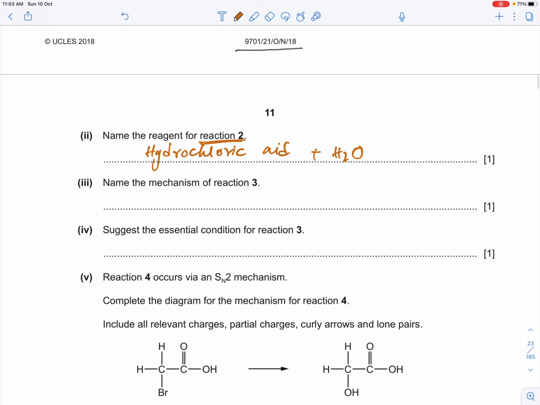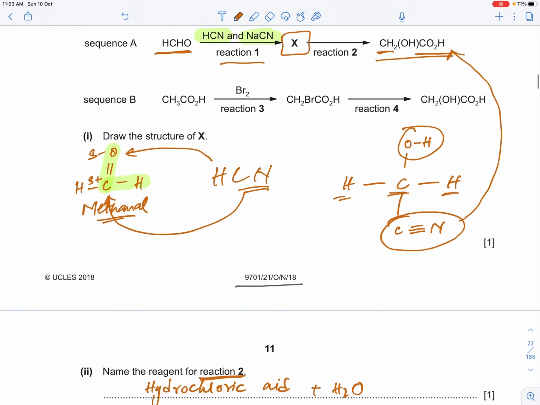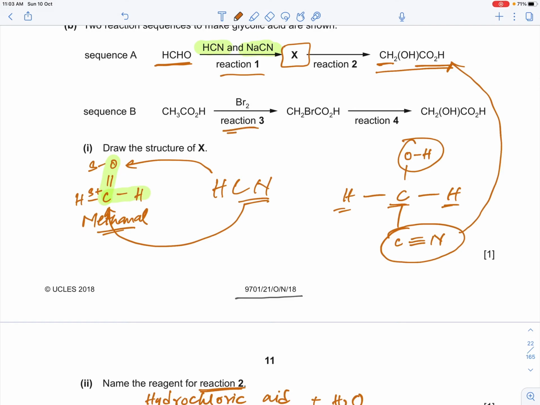Next part is: name the mechanism of reaction 3. Now this is reaction 3. So in reaction 3, what is happening? Ethanoic acid is being converted into bromoethanoic acid. If you look at this reaction, what has changed is that we have the CH3 group on the reactant side, and on the product side now we have CH2 and a Br. So that means one of the hydrogens from CH3 is being replaced by Br.